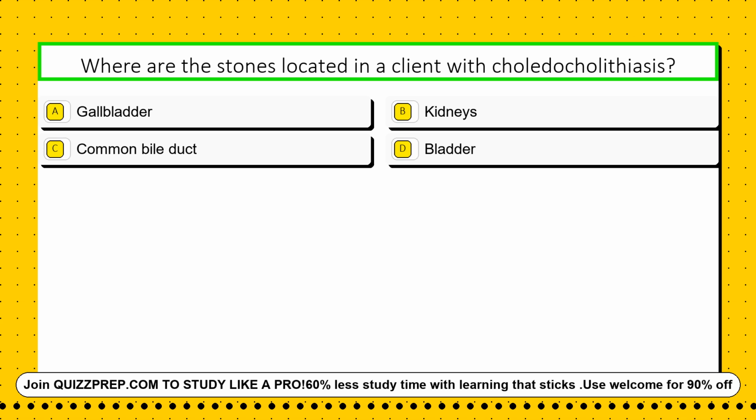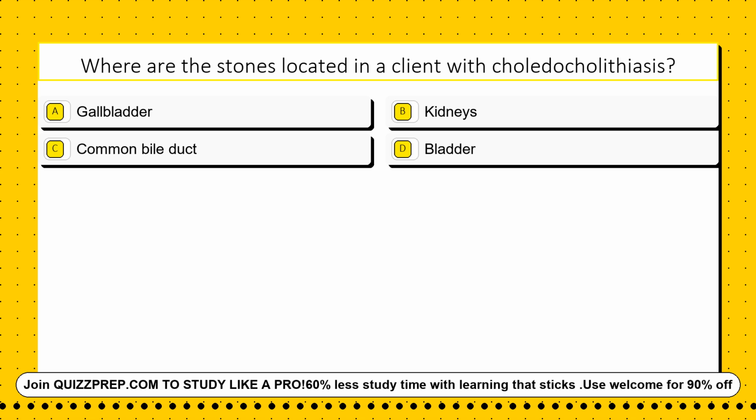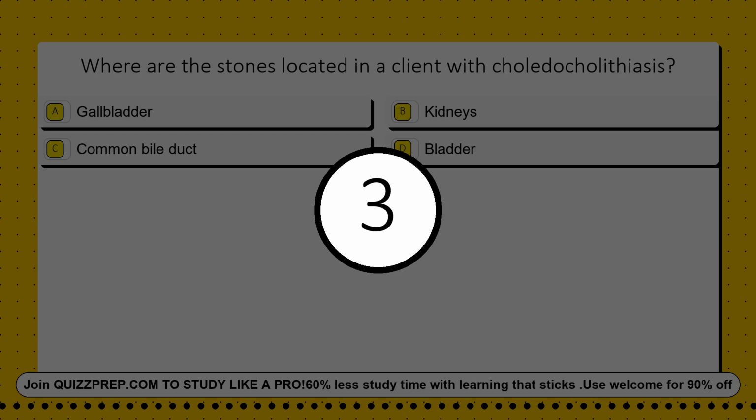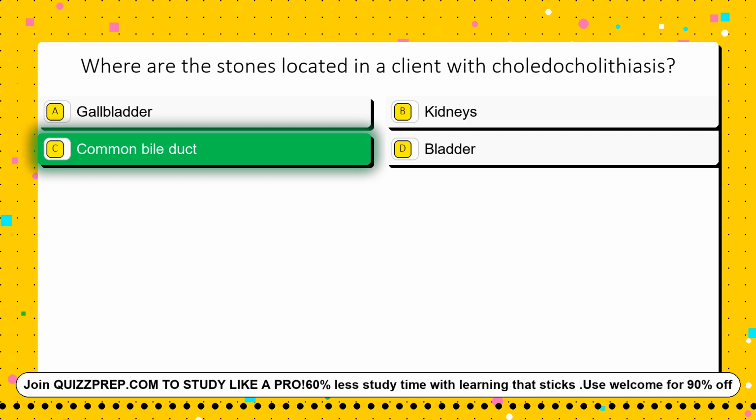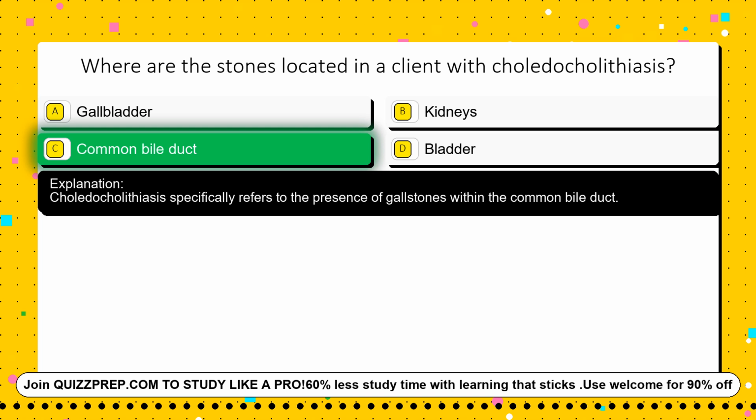Question 137. Where are the stones located in a client with cholecystolithiasis? Option A, gallbladder. Option B, kidneys. Option C, common bile duct. Option D, bladder. The correct answer is option C, common bile duct. Cholecystolithiasis specifically refers to the presence of gallstones within the common bile duct.